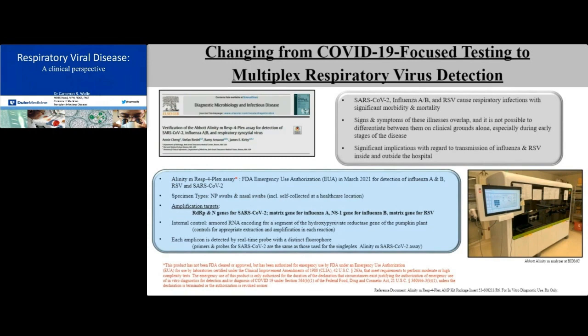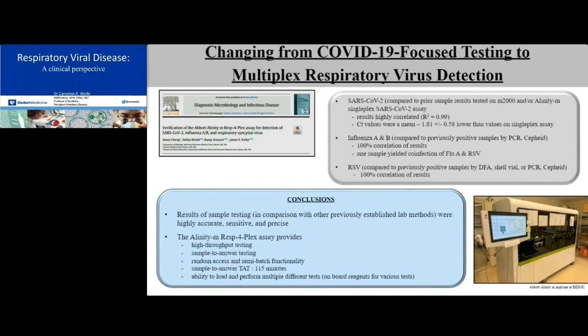On this next slide, I want to provide an overview of the results and conclusions of this initial study that we conducted. We used previously tested and stored specimens from our laboratory. In summary, we found that the results for COVID-19 testing using the Resp4plex EUA assay on the Alinity M analyzer highly correlated with the test results from the previously established methods of testing.